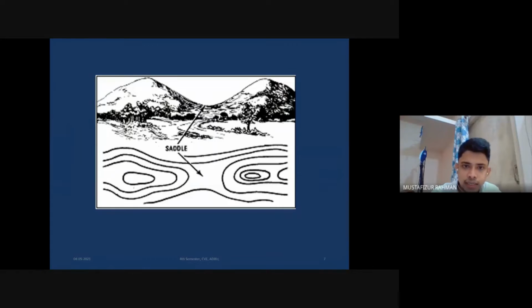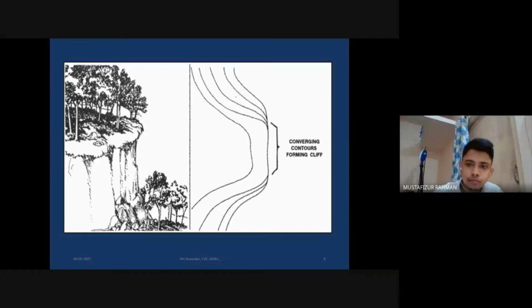Then if we see something like this, again we have to understand, okay, here we have a hill, here we have a peak, and in between we have this saddle. Okay. Then the property of contour lines is that they are never going to intersect each other, except in the case of an overhanging cliff.